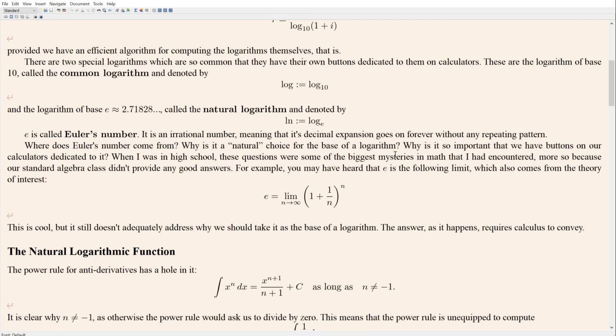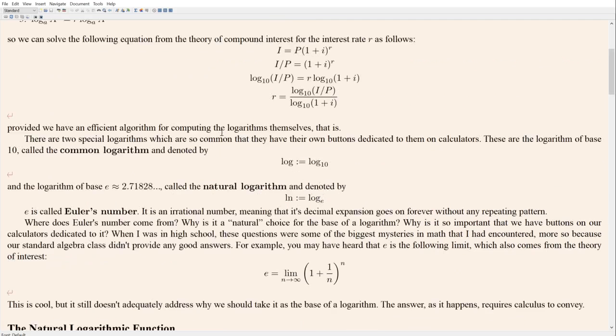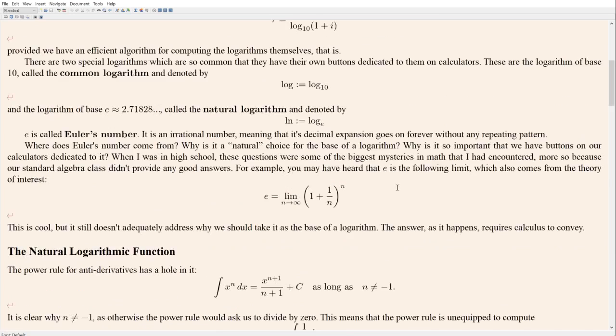What good is that? Why is this so common that we have buttons on our calculators dedicated to it? Surely the logarithm base 10 is just as good. Why is this called the natural logarithm? What's natural about this? This seems like a really strange and arbitrary choice. And as far as that goes, what is this number? Where the heck does it come from? And what is its connection to logarithms and exponents?